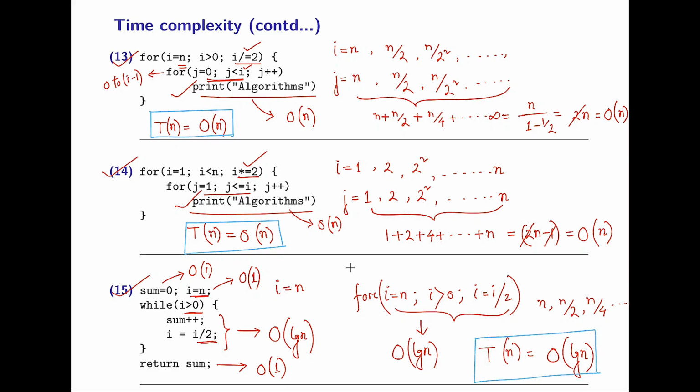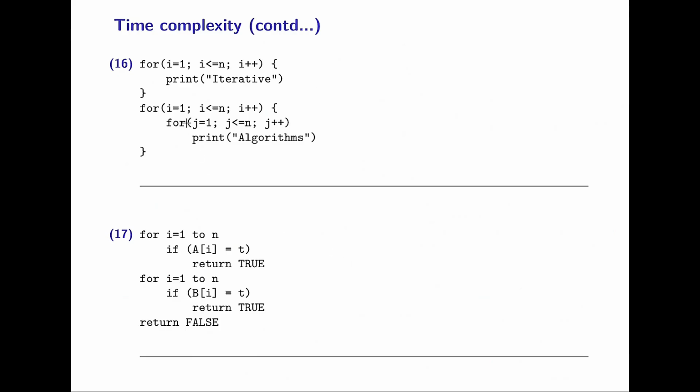Okay. Now we are going to discuss consecutive loops. In question number 16, you see here, we can think about this as one part, and this as another part. That is why I'm separating it this way. These are consecutive loops, and these two are nested loops.